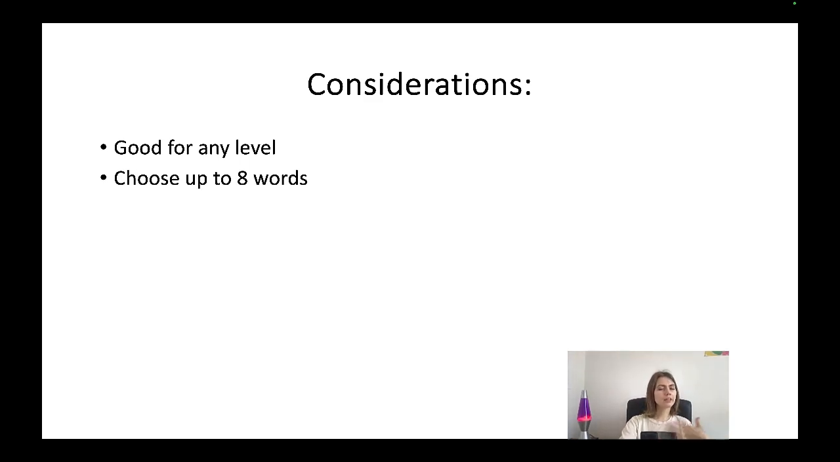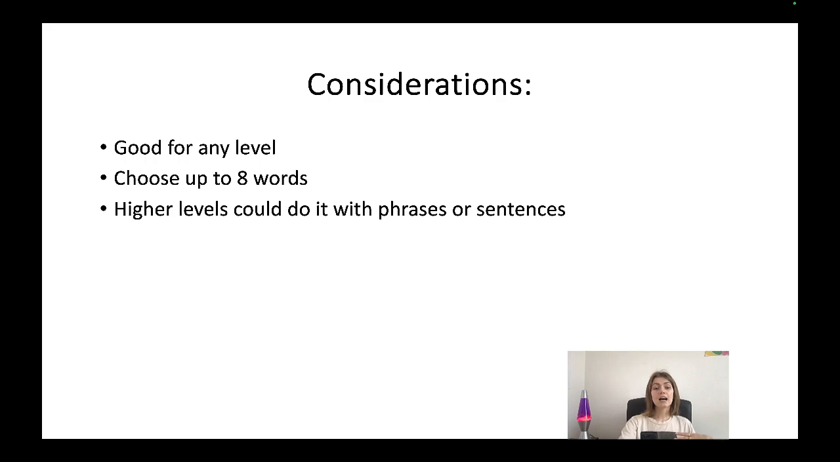You wouldn't want to do more than 8 words. For lower levels, for like super low levels, even fewer words than that. But for higher levels, they could deal with longer phrases or even sentences if we talk about like B2, C1, C2 levels. Those guys could cope with a bit more of a challenge.